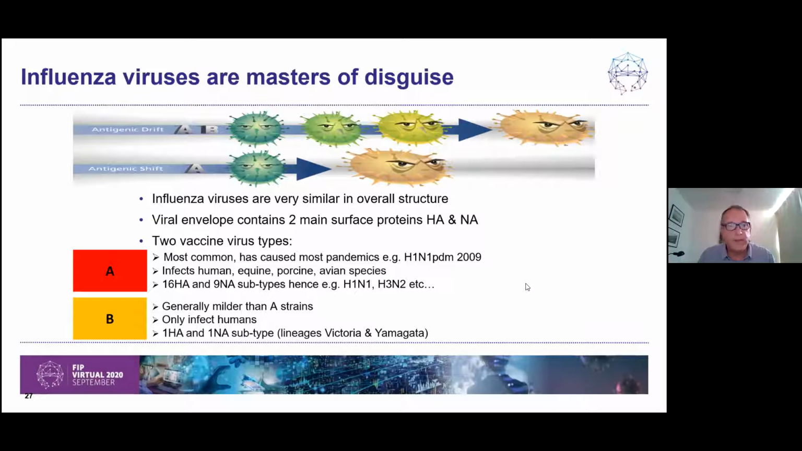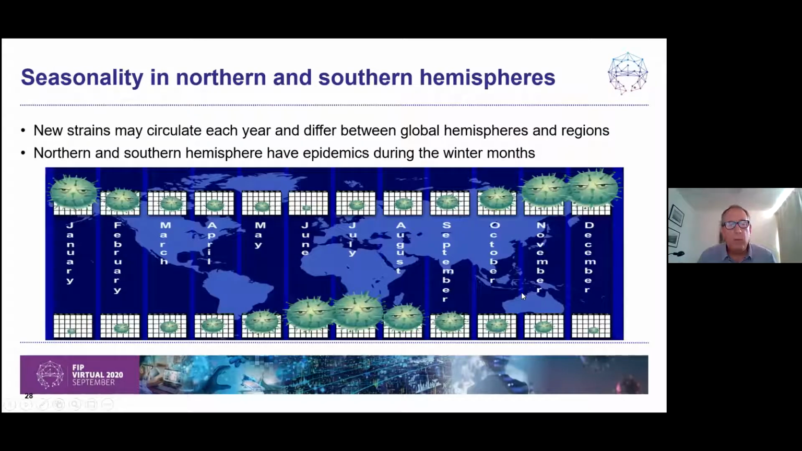We go to the next slide. And what they do as well is monitor global circulation. As a result, there is a northern and a southern hemisphere strain recommendation. And Bram already spoke about that, marking the calendar as to when, depending on which hemisphere you're in, you should be looking to get your vaccination. So new strains circulate each year. They differ between the global hemispheres and regions. And you have separate epidemics during the winter months.